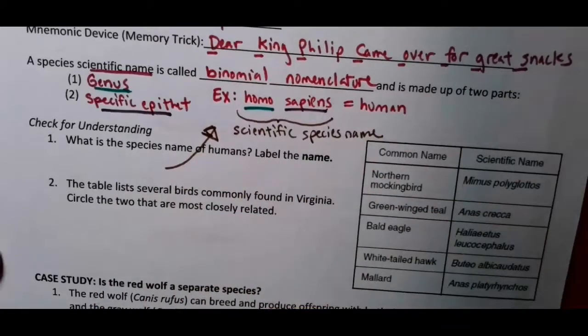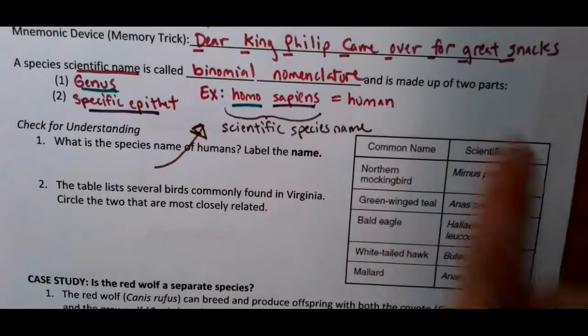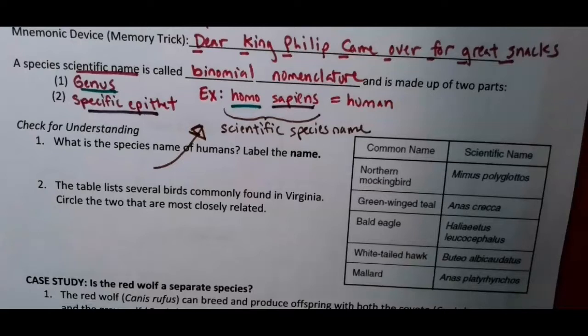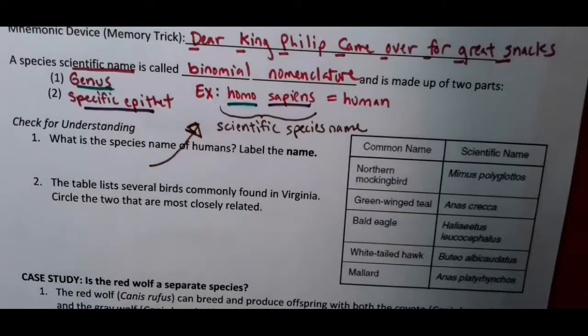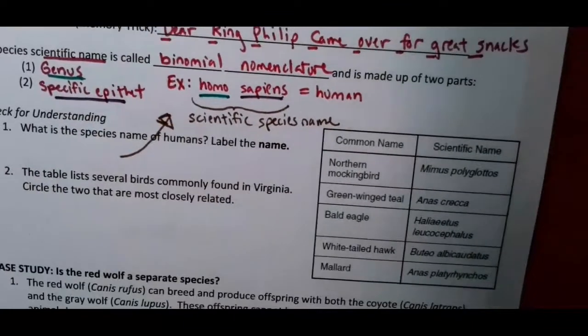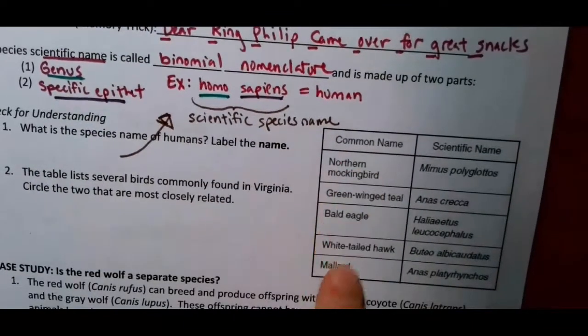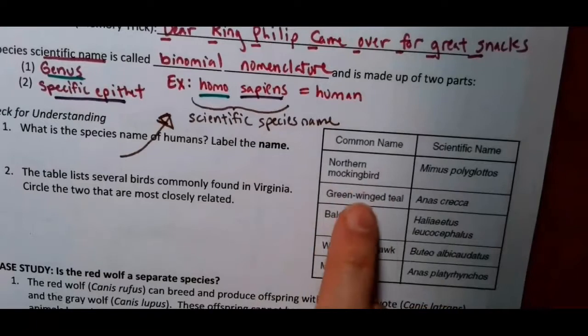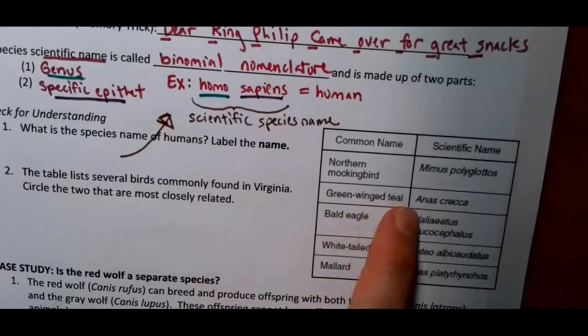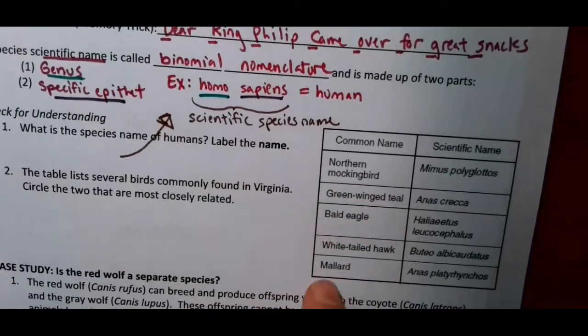Table 2 lists several birds that I found in Virginia, and I use this example because my kids and I have been watching birds a lot. So if you get a chance, look out the window and watch some birds. These birds are found in Virginia. We need to circle the 2 that are most closely related. So let's see. Here are the names of the birds: the mockingbird, green-winged teal, bald eagle, white-tailed hawk, or mallard.